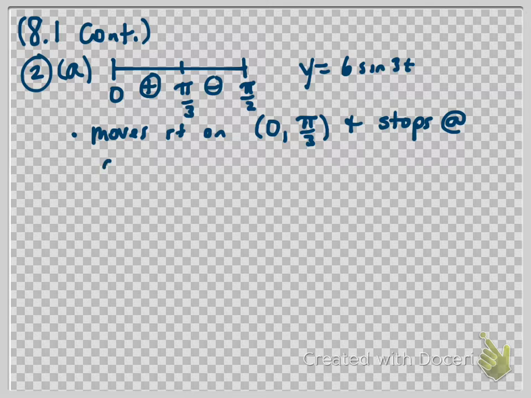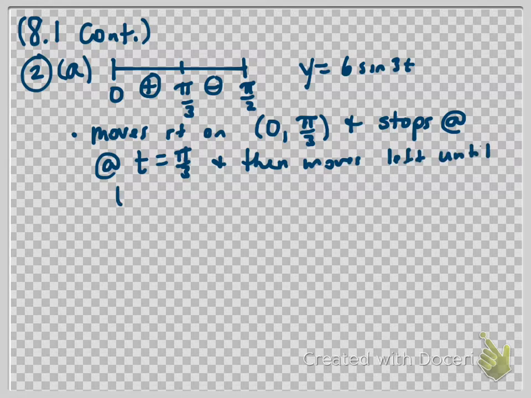And it stops at what time? At t equals pi thirds. And then? My little minus sign in the circle there looks like a theta. Then it moves left. And the way you've worded this so far, you could say until t equals pi halves. Remember those days, translating those?